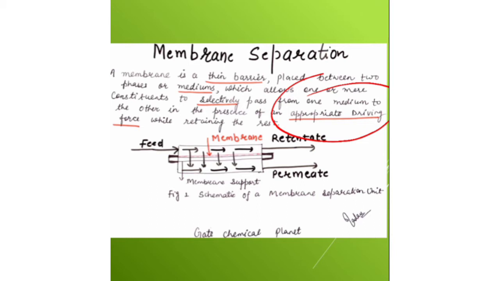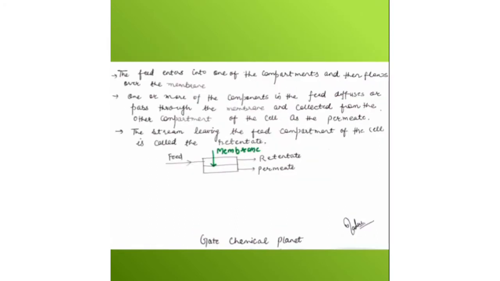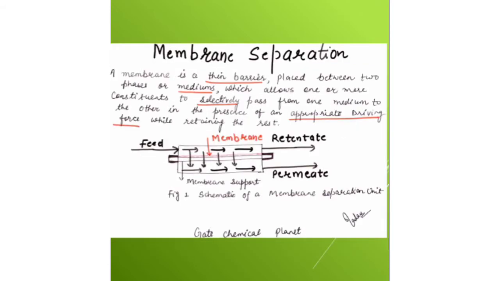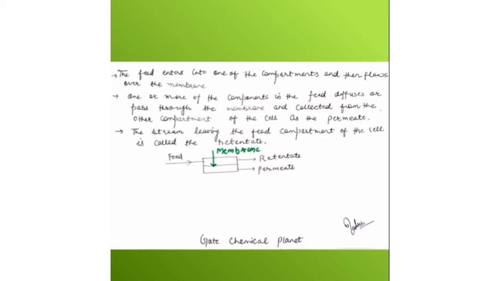So how does membrane separation take place? Please see this diagram here. Feed enters one of the compartments of the cell and then flows over the membrane. Here one or more of the components in the feed diffuses or passes through the membrane and is collected from the other compartment of the cell as a permeate.